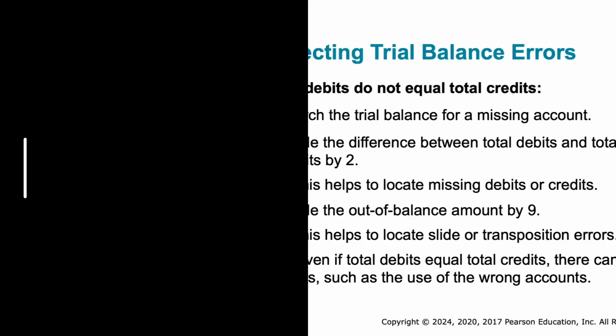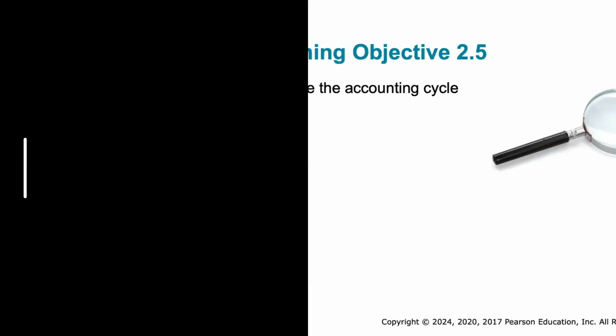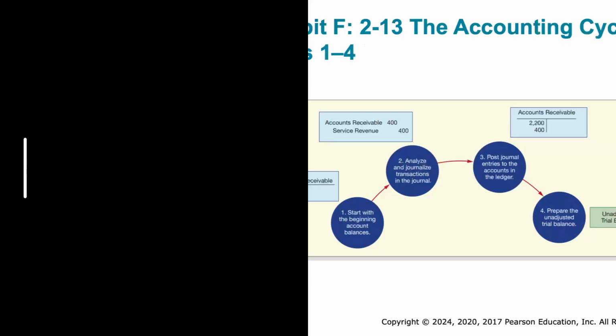Okay. So that's where you can still have errors. We're going to go ahead and continue with 2.5 since this is such a small section. And we're going to describe the accounting cycle.